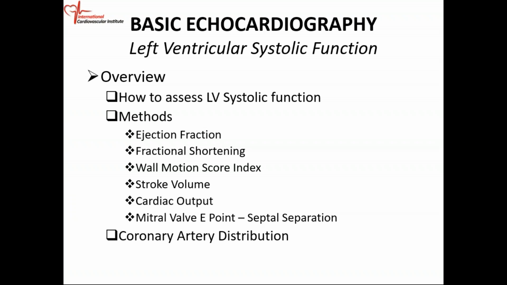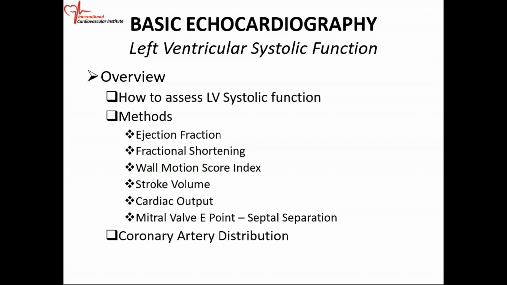And then wall motion score index. We divide the different walls of the heart into segments, and we started to introduce that when we did scanning views. Not completely, but we did start the introduction there. The different walls, we divide into segments or regions. And when we look at each of these segments or regions, we can say whether it's normal, whether it's a little bit abnormal, or whether it's very abnormal. And we have a scoring system for that.